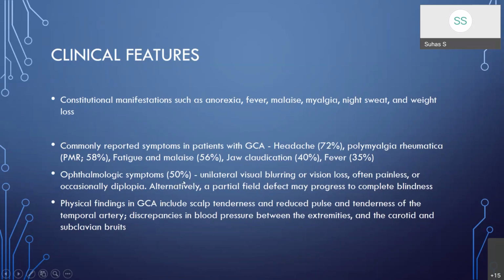Ophthalmological symptoms are seen in 50% of the patients. It can be unilateral blurring of vision or a painless loss of vision. Occasionally, it might be diplopia also. It might even present as a partial field defect, which later progresses to complete blindness. The physical findings include scalp tenderness, and reduced pulse and tenderness in the temporal artery. There might be discrepancies of blood pressure in the upper extremities. We might even note a carotid or subclavian bruit in these patients.